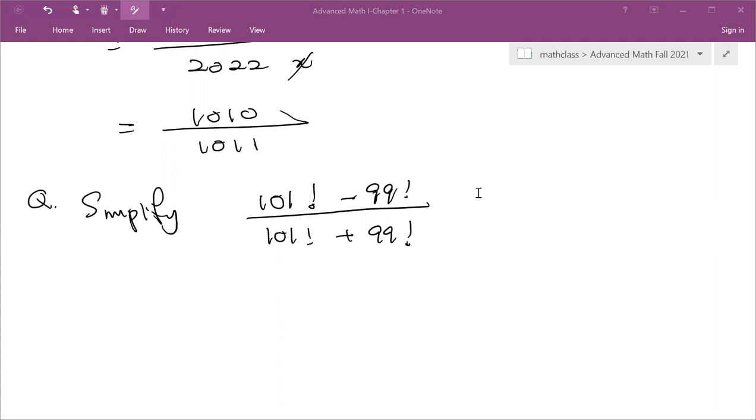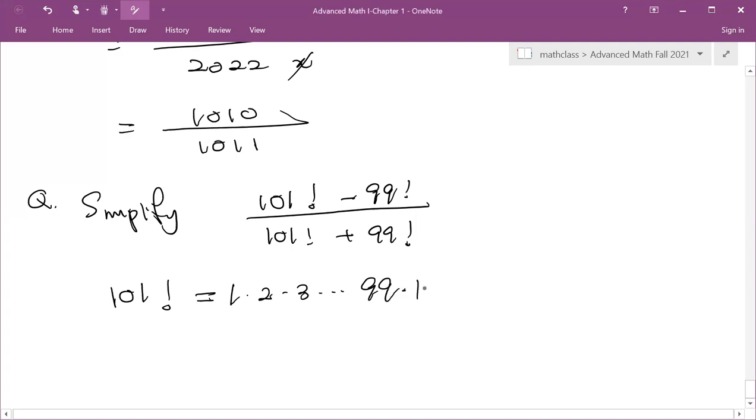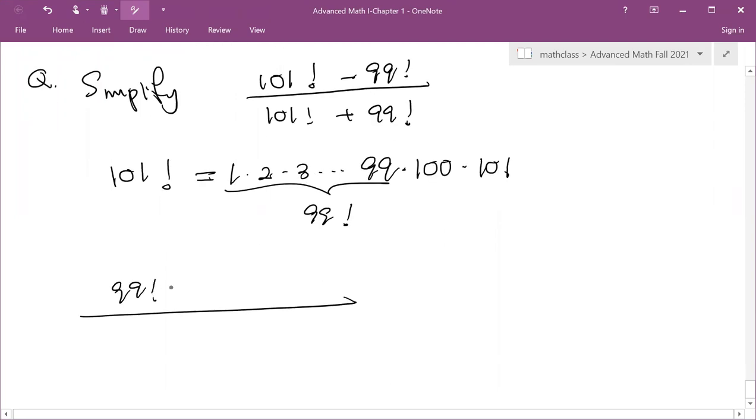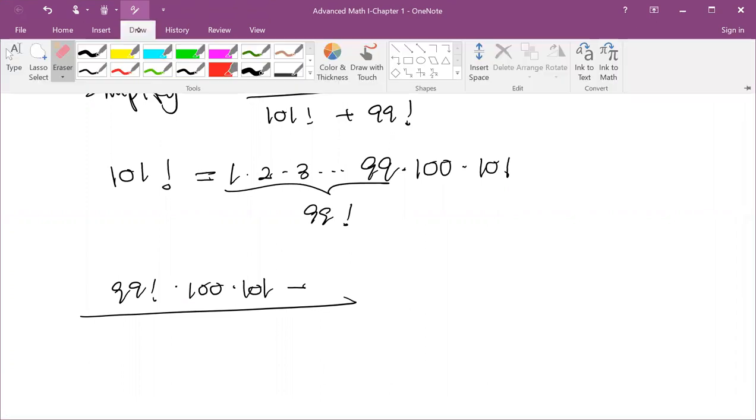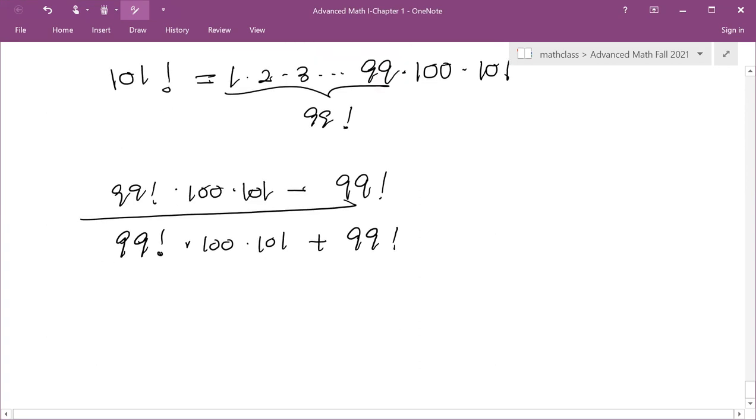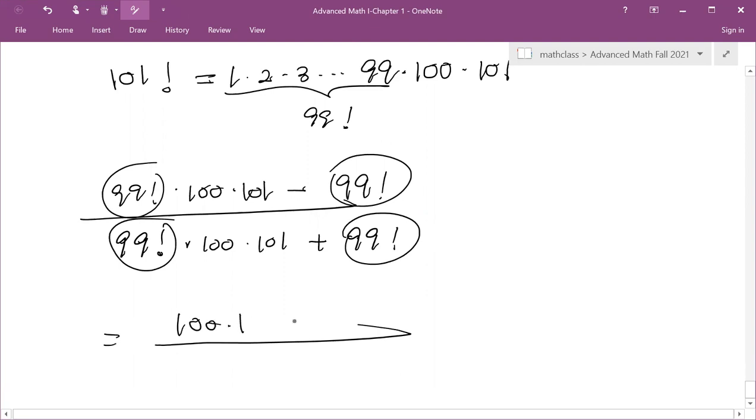Okay, so let's do it. First of all, I know that 101 factorial is going to be 1 times 2 times 3, all the way to 99, 100, 101. So this part is 99 factorial. So the expression here is 99 factorial times 100 times 101, minus 99 factorial. Okay, so there's a common factor here. This common factor, you can take it out, cancel it out. They're all deleted.